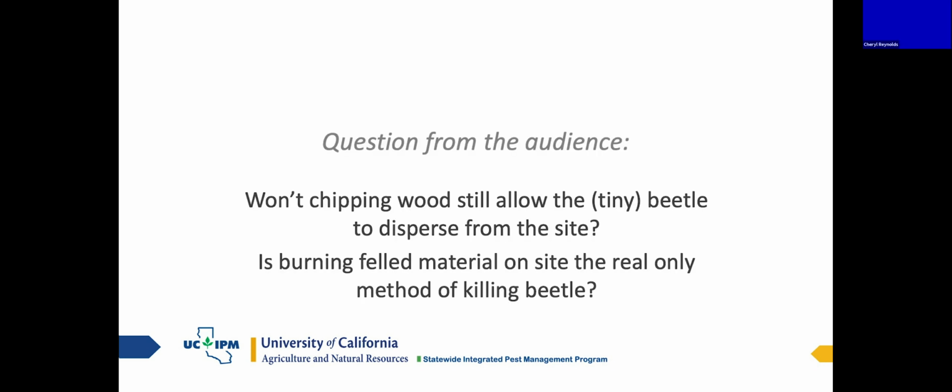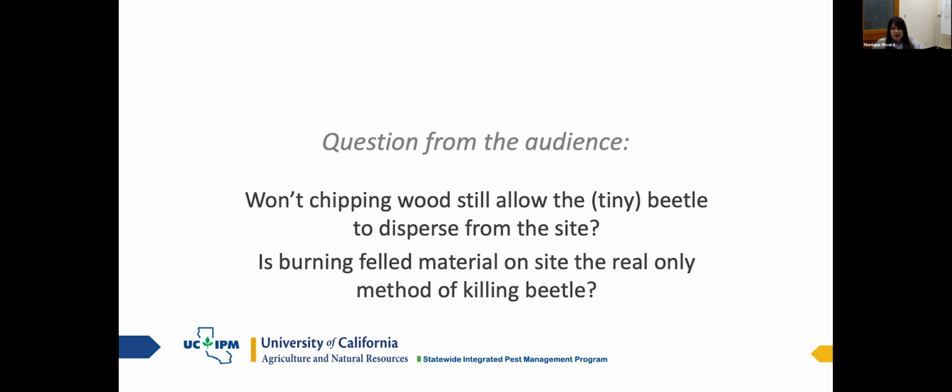Okay, and then there's another question. Won't chipping wood still allow the tiny beetle to disperse from the site? Is burning felled material on site the only real method of killing the beetle? They've actually shown conclusively in research that chipping does take out the beetles. I think you're right to ask, because I guess it depends on the size of the chipping. Well, I'm thinking as fine as you can get it. They're still going to need the plant material to eat off of.